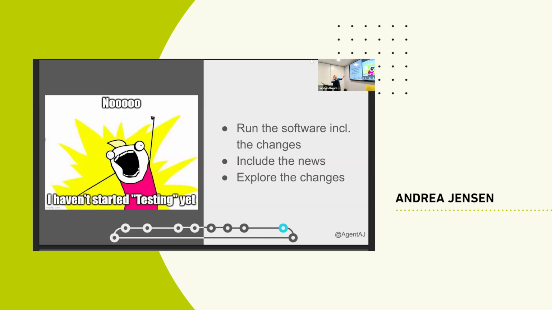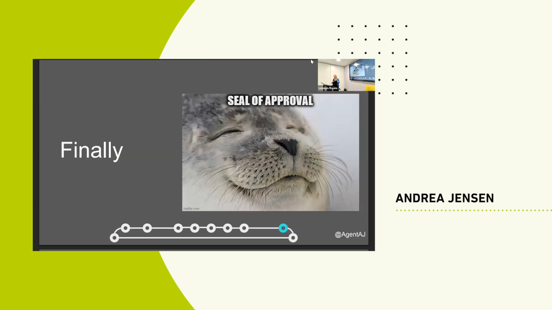So what I now do is run the software, including all the changes based on the branch. I include my learnings from the review, from the comments, and I explore the changes. And then I give the feedback to the developer, and we iterate through the comment section until everyone is happy and we have final approval. Yeah, sorry, I couldn't resist having a couple of memes here.